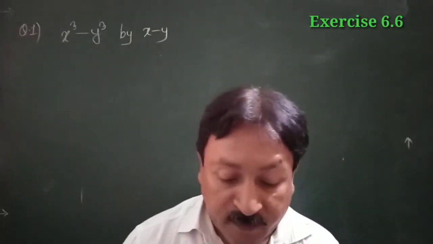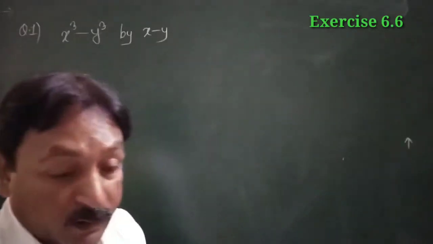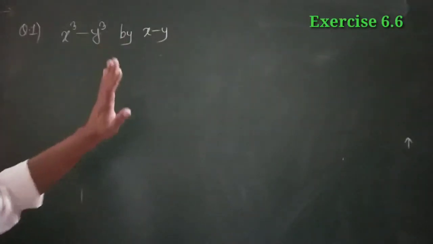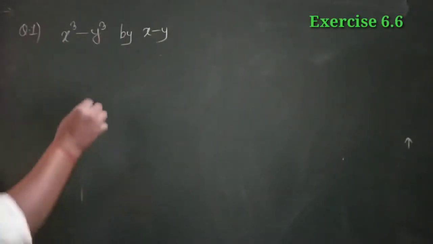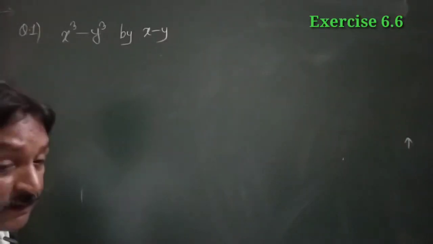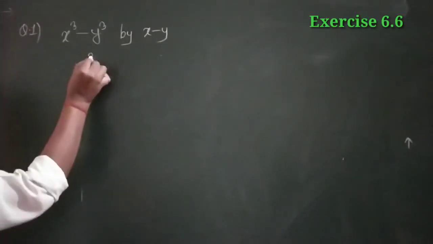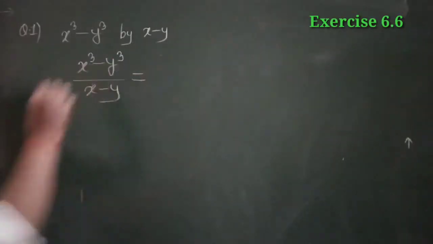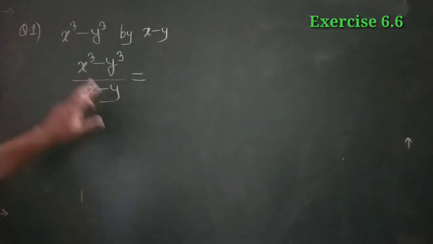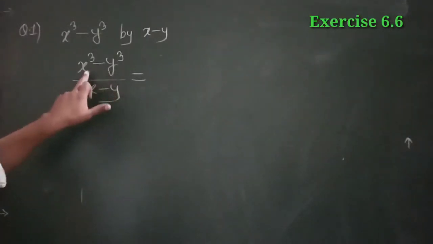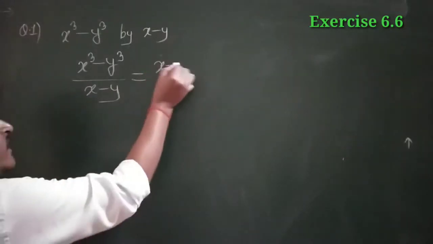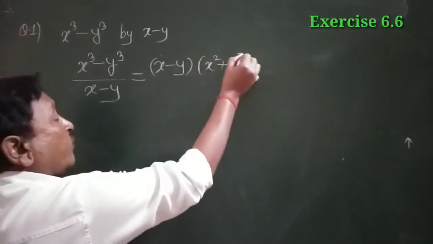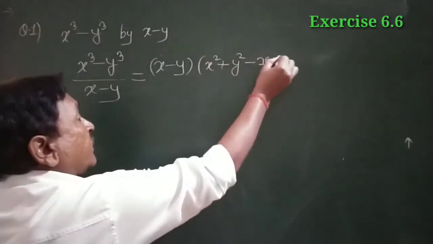If you read exercise 6.6, question number 1, it says: divide x cube minus y cube by x minus y. So how to do it? First of all, write it in the format of division, like this: x cube minus y cube upon x minus y. Now you have to apply the identity a cube minus b cube, or here x cube minus y cube. The identity is x minus y into x square plus y square plus xy.